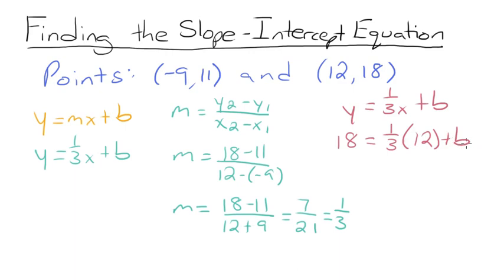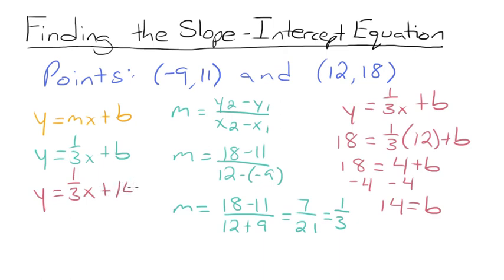Now we solve for b. Start by multiplying 1/3 and 12. So we'll get 18 equals 1/3 times 12 is 4, so equals 4 plus b. And then we'll subtract 4 from both sides. This gives us 14 is equal to b. So now that we know that our y-intercept is equal to 14, we can come back over here and plug it into our equation and get y equals 1/3 x plus 14.